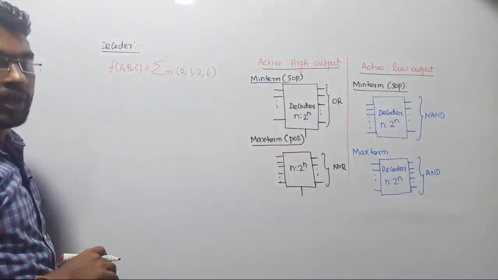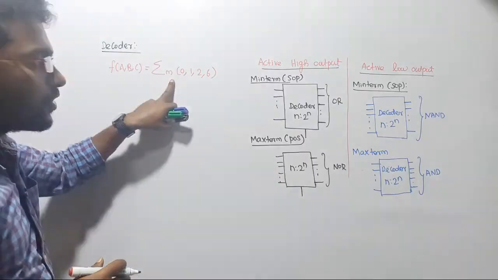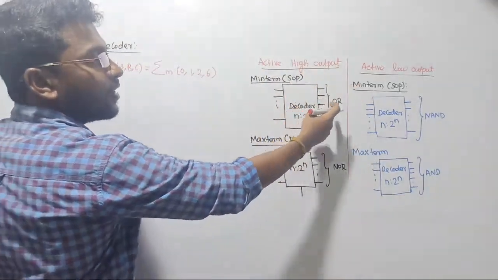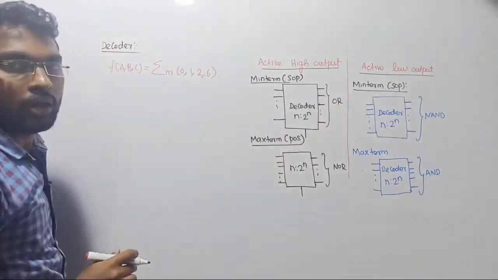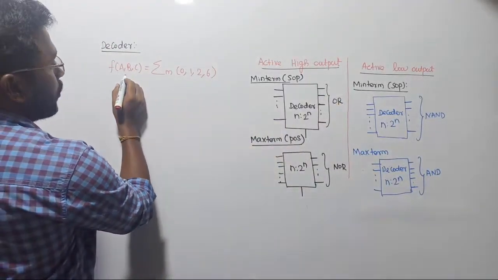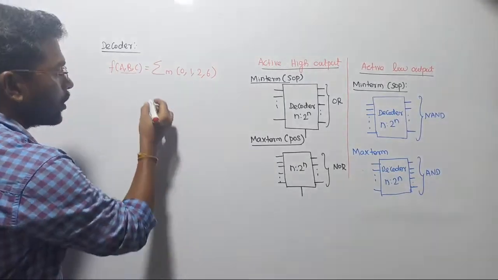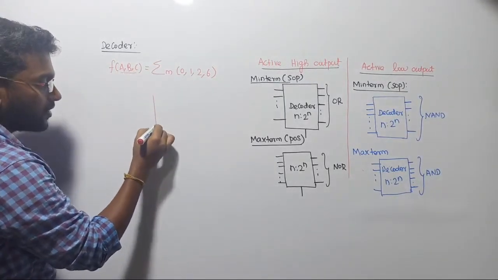Active high output clearly denotes what? We are using min terms with the active high output. So what is the answer? We have to use an OR gate in order to find the output, right? So for that, I am in need of 3 input lines, because the output is going to be 8 lines now. ABC means we should consider 3 input lines, right?